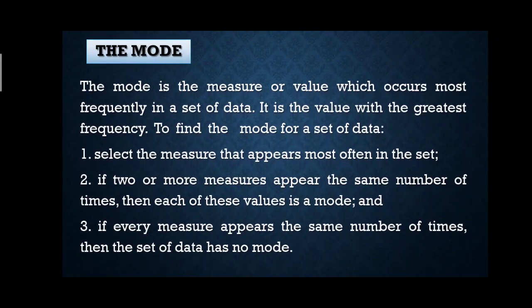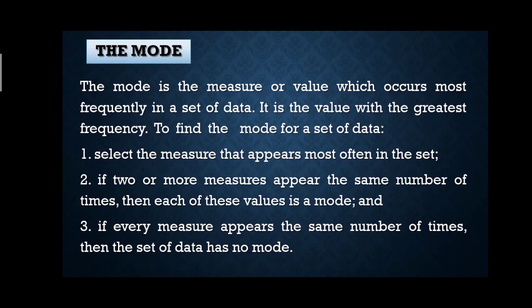Next, we have the mode. The mode is the measure or value which occurs most frequently in a set of data. It is the value with the greatest frequency. To find the mode for a set of data, first, select the measure that appears most often in the set. The measure that appears most often or always appears in the set of data is automatically the mode.